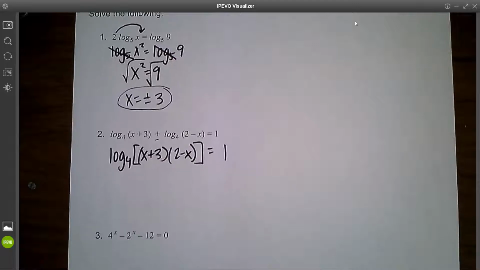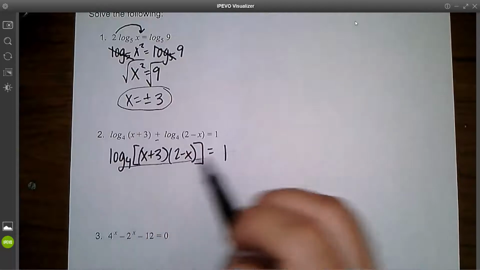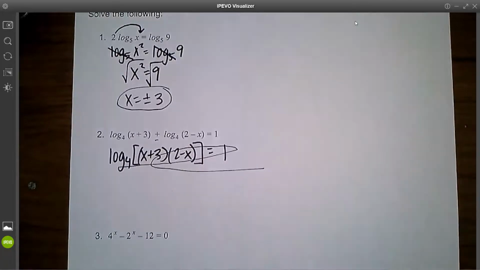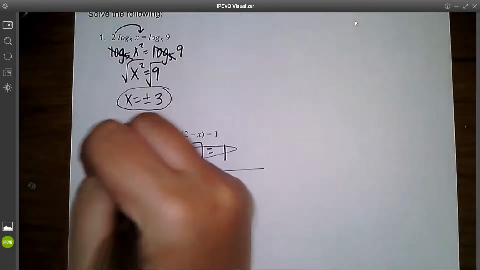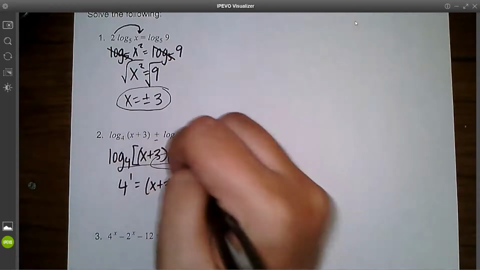Then I'm going to convert that to exponential form. So remember, you start at your base. The base of your log is the base of your exponent. So 4 to the first power equals that guy. So 4 to the first equals, and I'm going to rewrite that 2 minus x times x plus 3. I don't know why it bothers me. I like for x to be first.